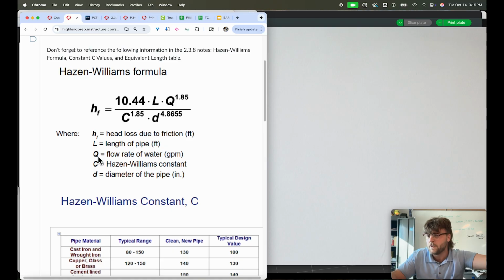We're also going to have Q, which is the flow rate of water. That's in a unit of gallons per minute. Keep in mind, we've been seeing Q a lot. The variable Q is always used to represent anything that is a flow rate.